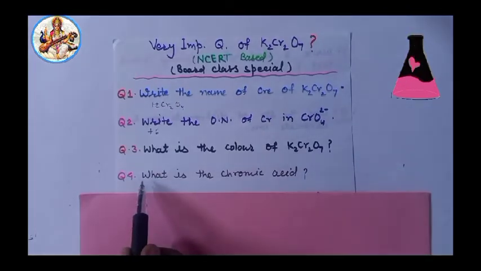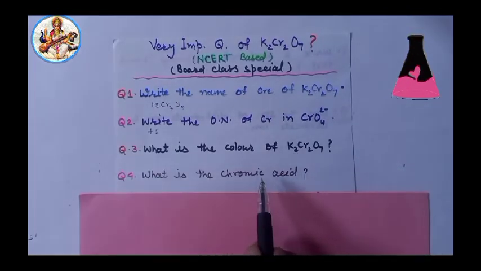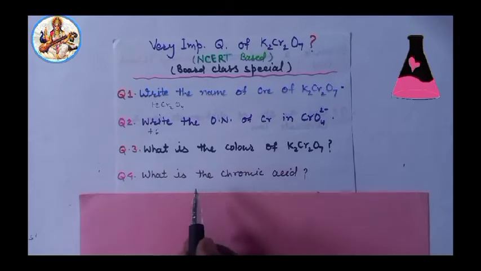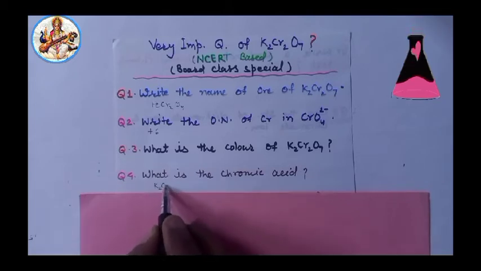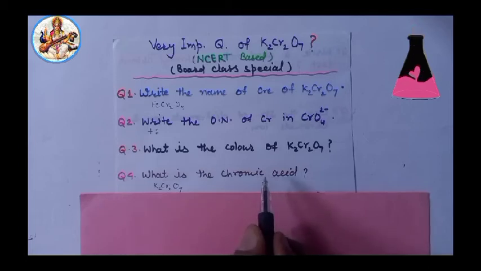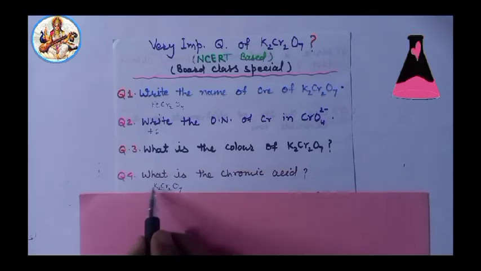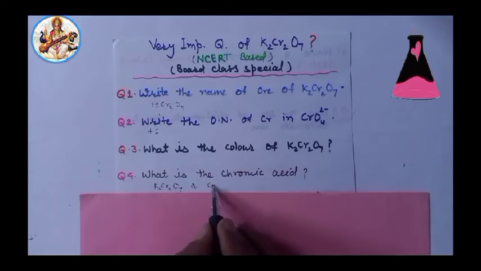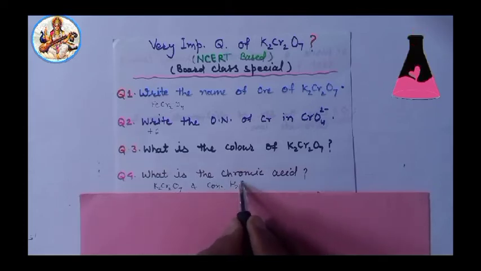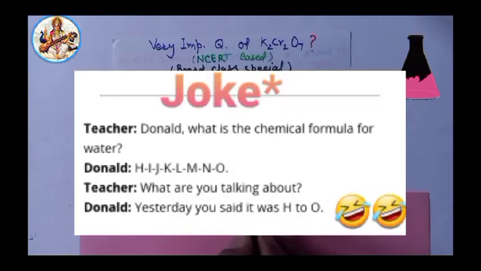Next question, important: what is chromic acid? The answer will be: chromic acid is a mixture of potassium dichromate and concentrated H2SO4.